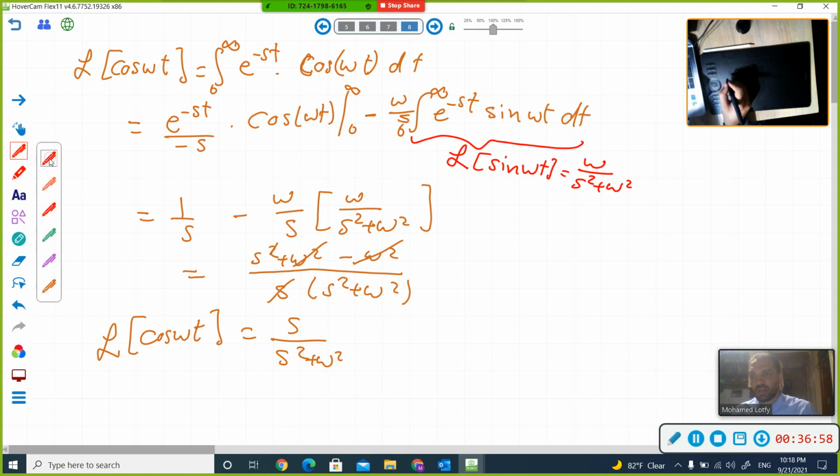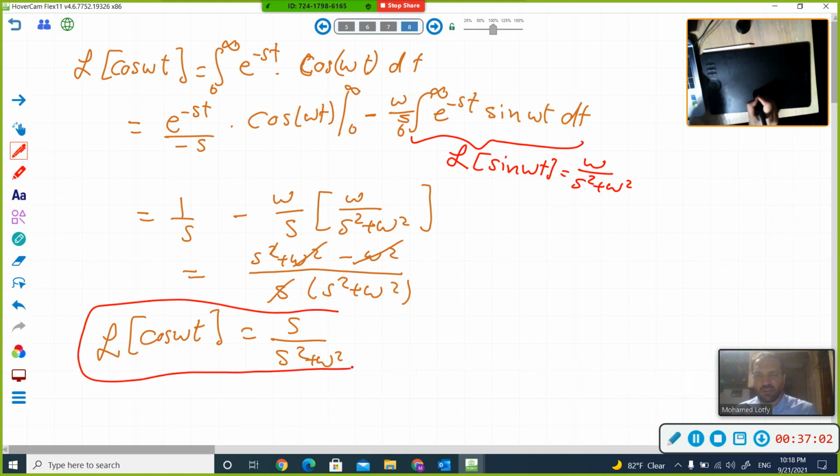Please take care that the Laplace transforms of the sine and cosine are very similar. The only difference is that the numerator of the cosine is s and the numerator of the sine is omega.